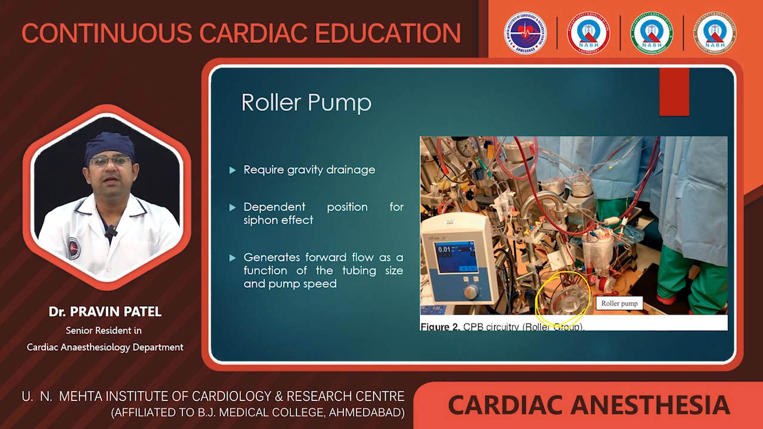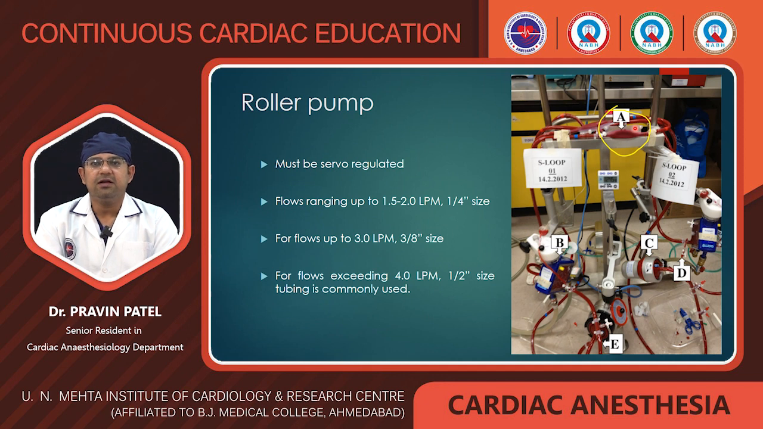Now if we see the roller pump, it requires gravity drainage. As you see in this picture, they are dedicatedly positioned in a very dependent manner, so that the drainage occurs by a siphon effect. It generates a forward flow as a function of the tubing size and pump speed. Another component which is very important in ECMO is the presence of the bladder, which you see in the yellow circle. The roller pump must be servo regulated. Flow ranges from 1.5 to 2 liter per minute if we see the 1/4 inch size, depending upon what flow we require.